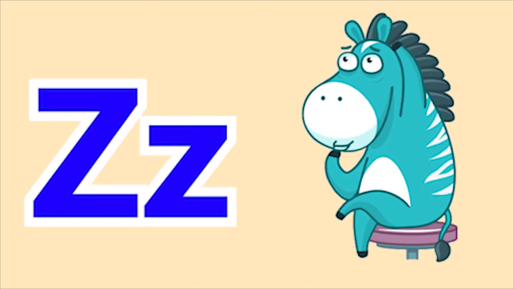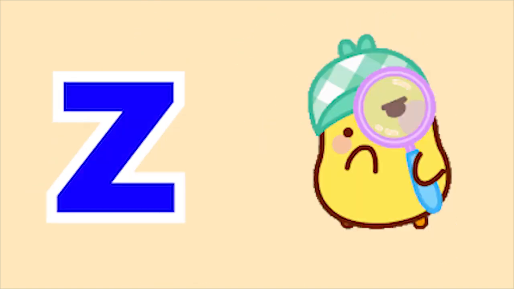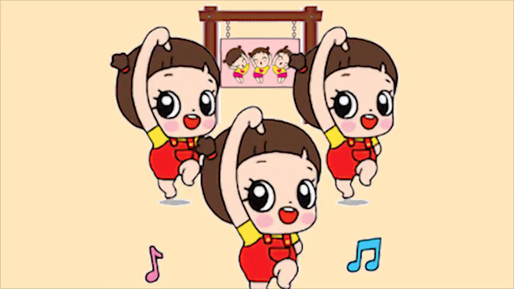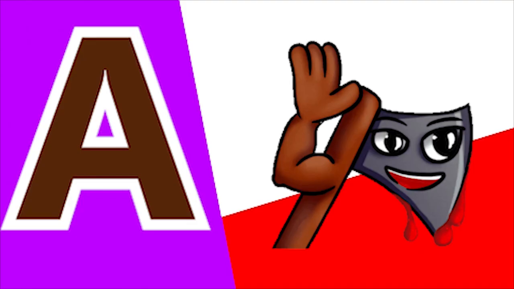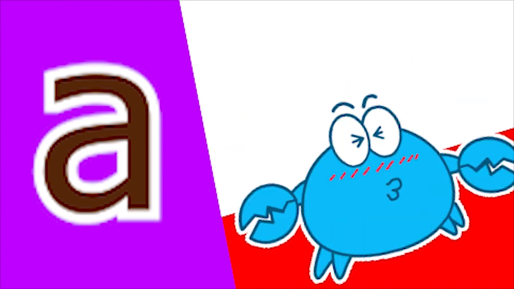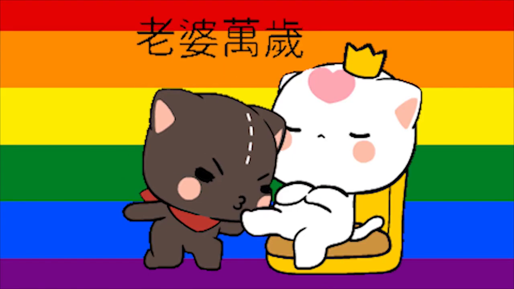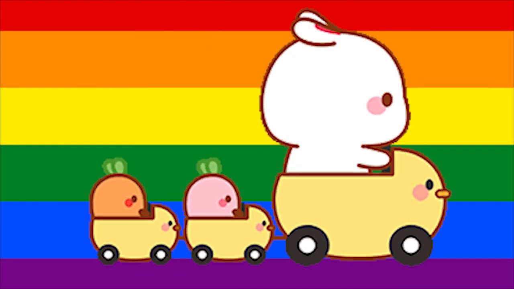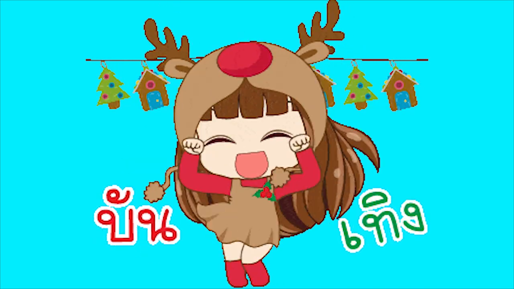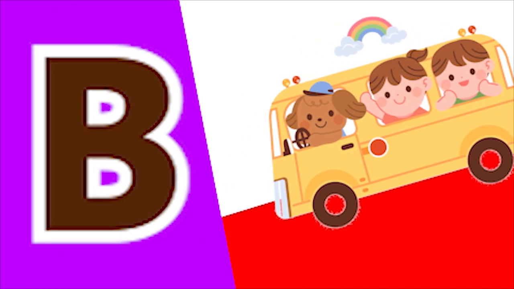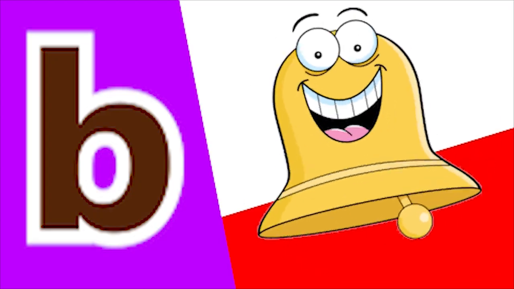Z for zebra and Z for zoo. Z. A for axe, A for arm. B for bus and B for bell.